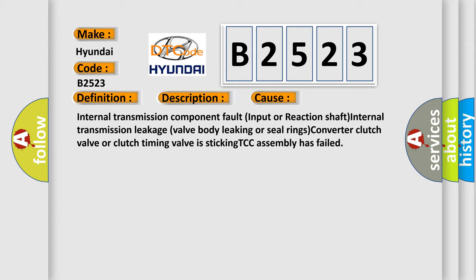This diagnostic error occurs most often in these cases: internal transmission component fault, input or reaction shaft, internal transmission leakage, valve body leaking or seal rings, converter clutch valve or clutch timing valve is sticking, TCC assembly has failed.